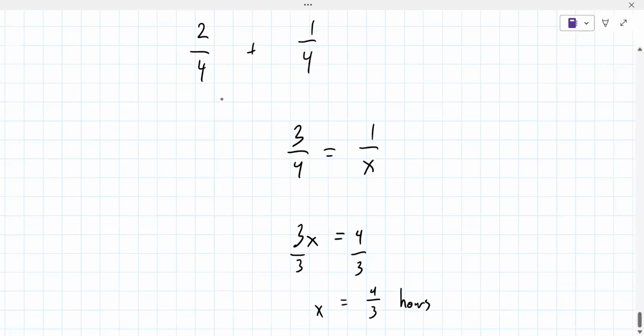And that is in hours. Sometimes they ask you to convert these problems into minutes, but this one doesn't. Like this would be 1 hour and 20 minutes to do it together.